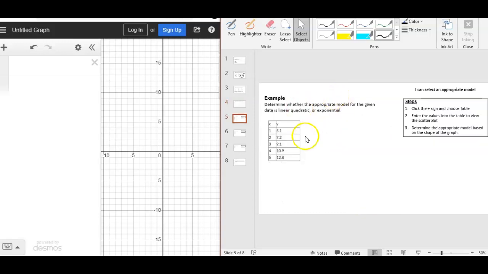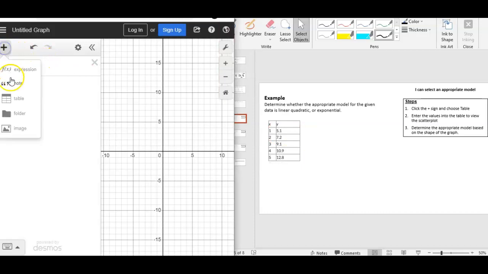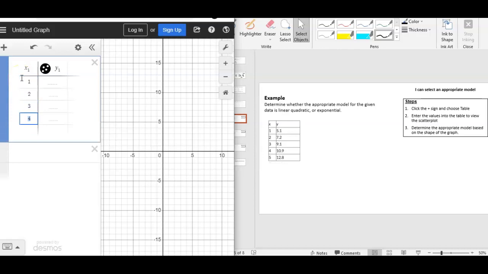So let's look at this first example and determine whether the appropriate model for the given data is linear, quadratic, or exponential. So I'm going to go ahead and go to DESMOS and I'm going to enter these values into my table. The nice thing about DESMOS is that as you enter your values, it will start to graph your points on the grid. So you can start to get a nice visual of what is going on with this graph. So I'm going to enter all these values.